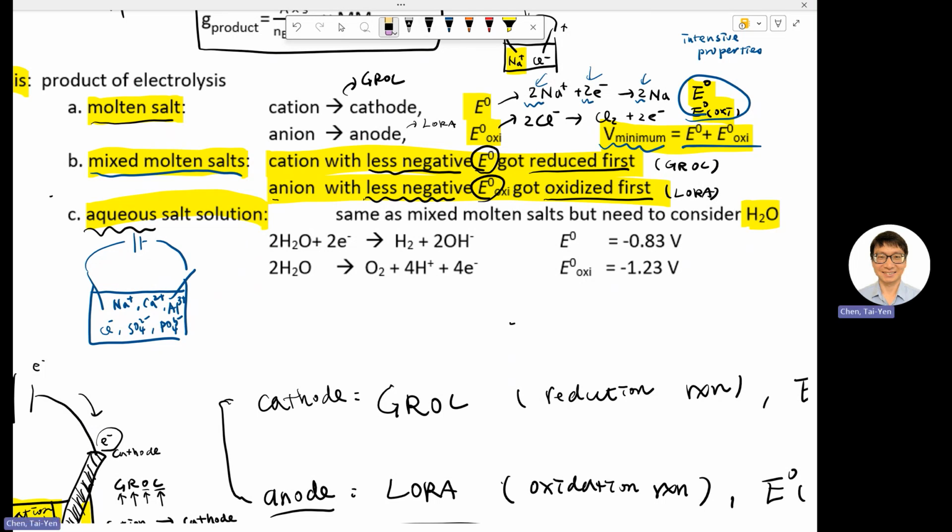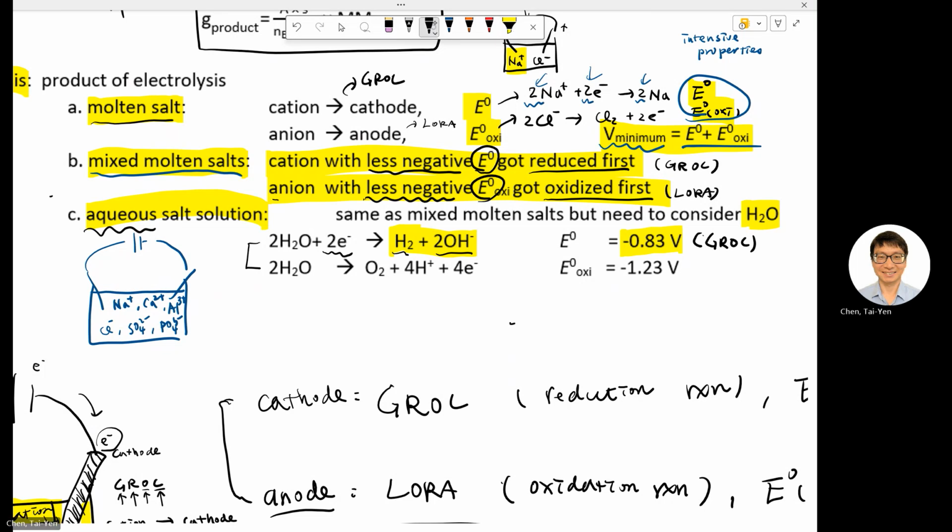The first one is H2O getting reduced. You gain 2 electrons and produce H2 and 2OH minus. Since it's a reduction reaction, it's actually the cathode for water. So you need to memorize what product is going to form. In this case, it's H2 and 2OH minus, and the standard reduction potential is negative 0.83.